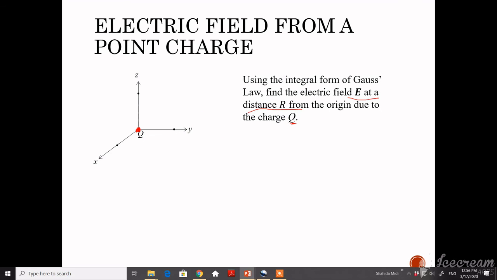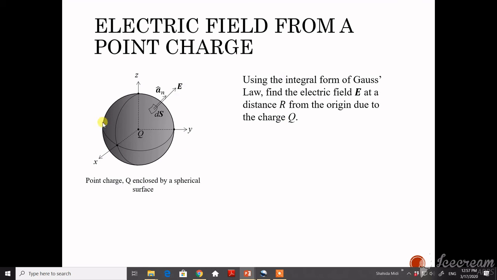Okay, so now we want to take a point at a distance r from the origin. So this is the origin, so we take the radial direction. Let's take this point as r, and this point also will be r, and this point also will be r. If we take all the 3D points with distance r from the origin and combine all those points, we come to a closed surface of a sphere.